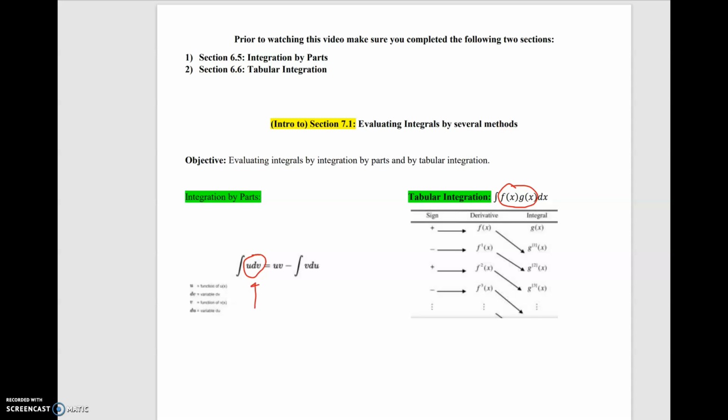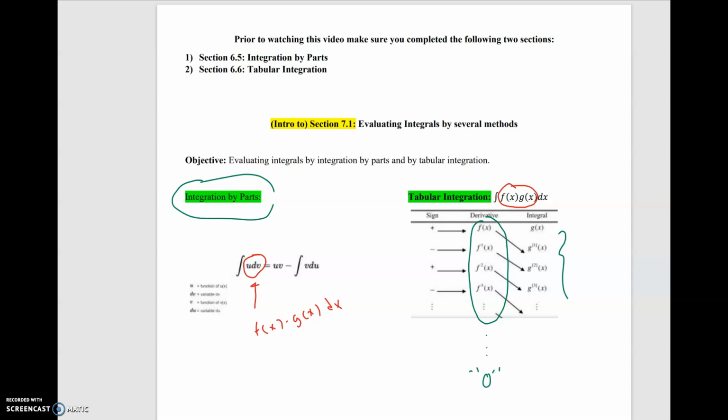In this case, you could view u as an f of x and the dv as an actual g of x dx. So we're looking at multiplication of functions, and here's the other important portion: if one differentiates to 0, both of these methods can be used. So you're looking for two functions that multiply, and eventually, with a couple of derivatives, you're going to reach the value of 0. And then we're also assuming that you can evaluate the integrals, of course.